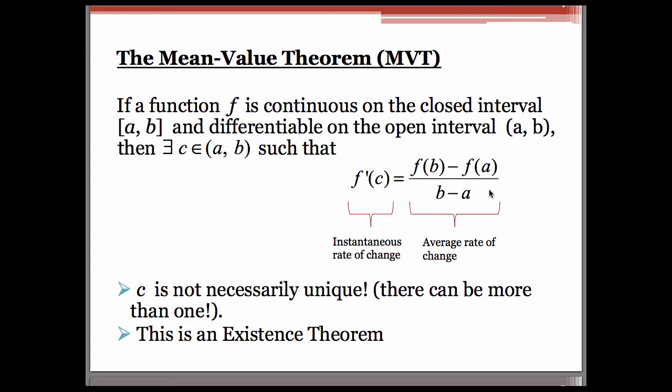So hopefully you recall how this translated into real life and applications: what this is guaranteeing us is the existence of a place where the instantaneous rate of change will equal the average rate of change. And hopefully you remember that the c value that you can find is not necessarily unique. There can be more than one. And this is an example of an existence theorem, as we call it in mathematics. This simply tells us that something exists. Granted, the formula kind of gives us a little hint as to how to find this c value, but otherwise it really just tells us that the c value does exist.